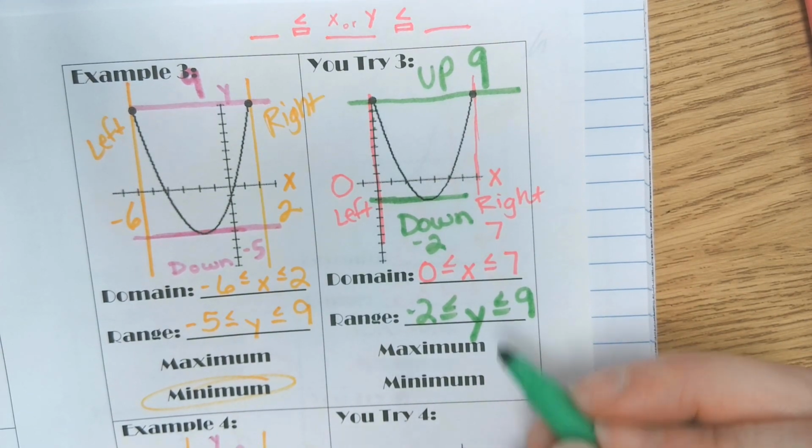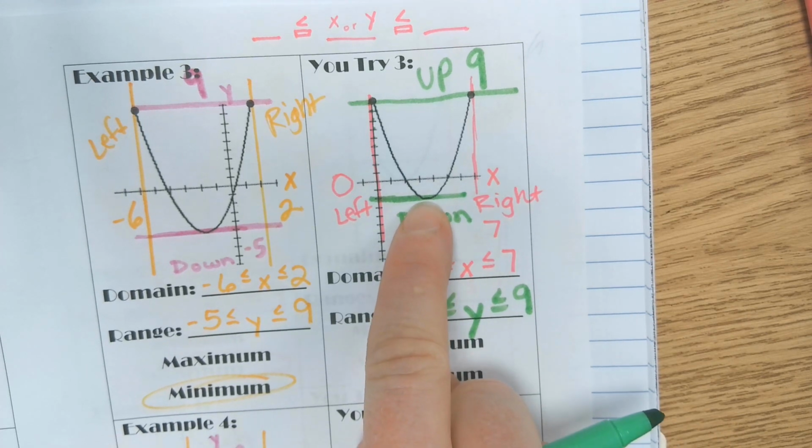And then we want to talk about max or min. This is a minimum because it's our lowest point.